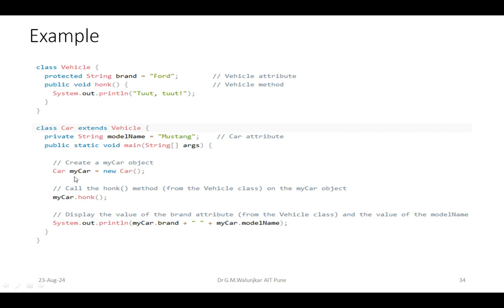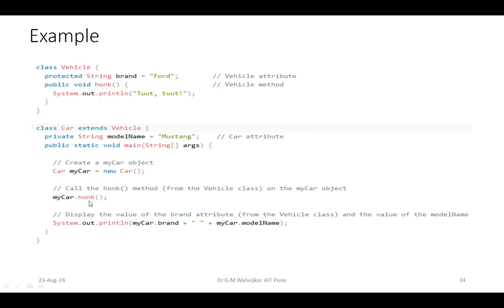We are creating the instance of the car object, that means the derived or child class, that is the Car class here in our case. Car myCar is equal to new Car. So my car object is created here. And then from this myCar, we are calling the method of the parent class Vehicle, that is the honk method.